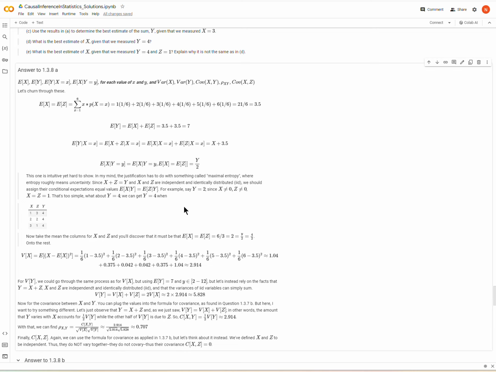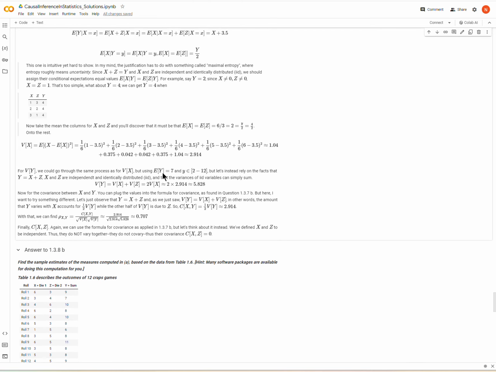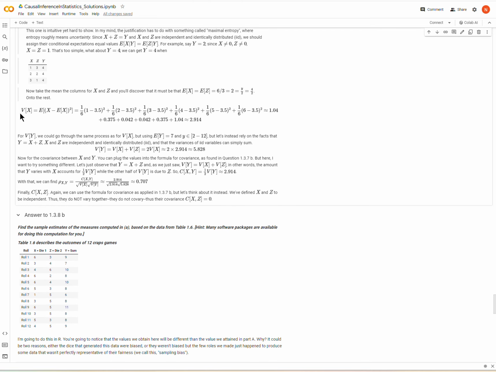Okay. All right. So now we want to find the variance of x. Again, the formula for the variance of x is just this guy right here. It's the expected value of the squared difference of x minus its expectation. And so you can run through all of that. Here's the big long formula written out in all its gory detail, and we get about 2.94, with rounding errors in there.